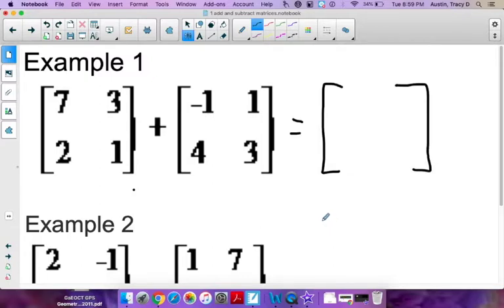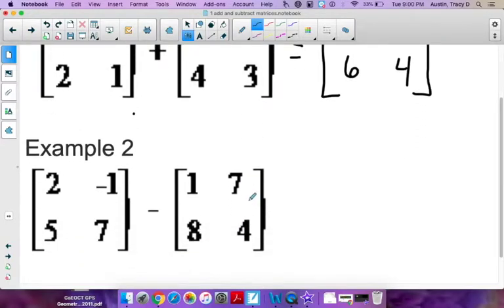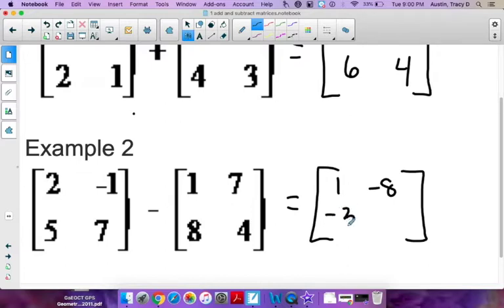Giving you a second to pause. Okay, so the answer to that one should be 6464. Okay, and giving you a minute to pause. The answer to this one should be 1, -8, -3, 3.